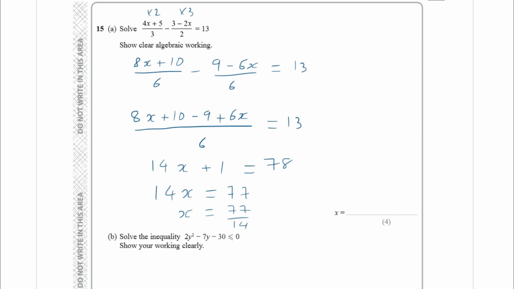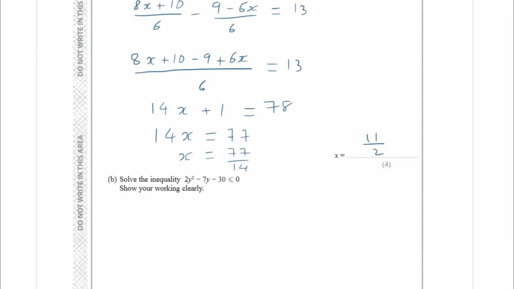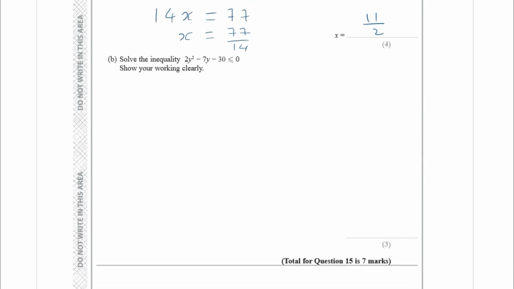Now this is not the most simplified version. So if I was to divide both the top and the bottom by 7, 77 divided by 7 is 11. 14 divided by 7 is 2. So this is actually going to be 11 over 2. In the mark scheme, 5.5 will be accepted as well. Make sure that you plug this back in if you want to double check, and if you have time. If you don't, this seems like a reasonable answer, so that's okay too.